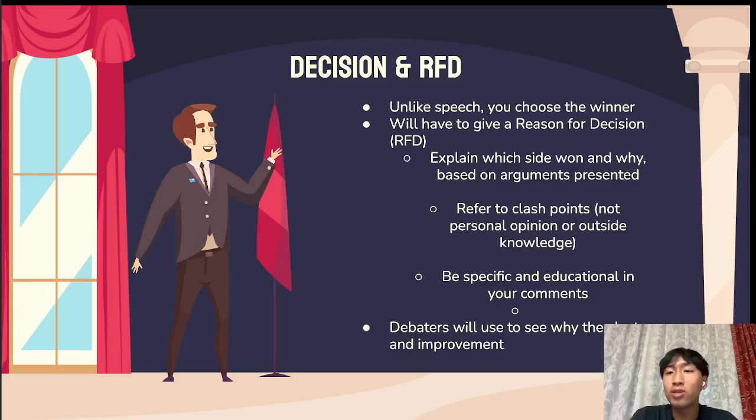And then you will also have to give a reason for decision in the ballot. This will be a text box, and there will most of the time be a word limit that you will have to adhere to. In this reason for decision, you're basically just explaining which side won and why, based on the arguments presented. You should often refer to points of clash, which are points where both sides disagreed, or the critical points in this debate. And keep in mind that this shouldn't be personal opinion or outside knowledge. Also try to be as specific and educational in your comments.